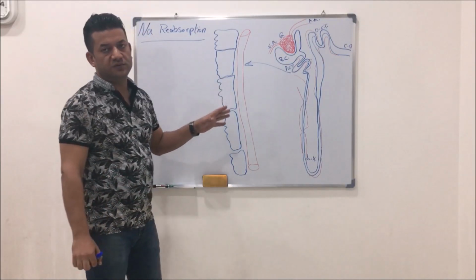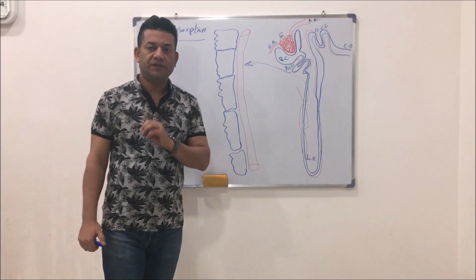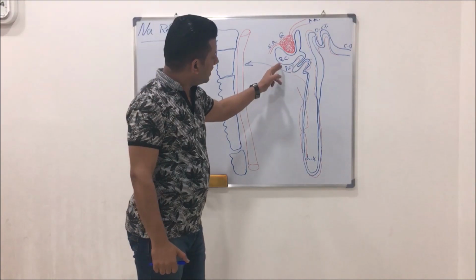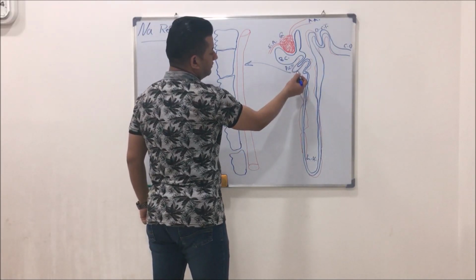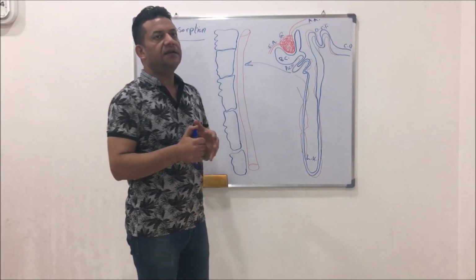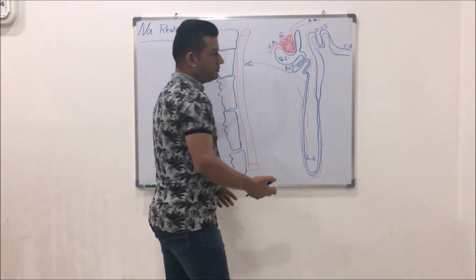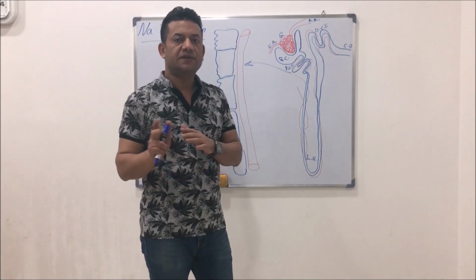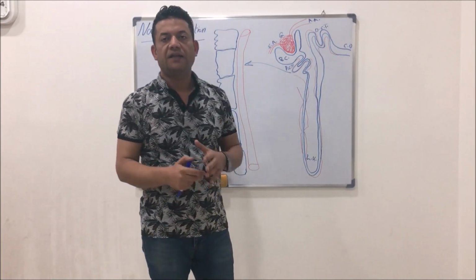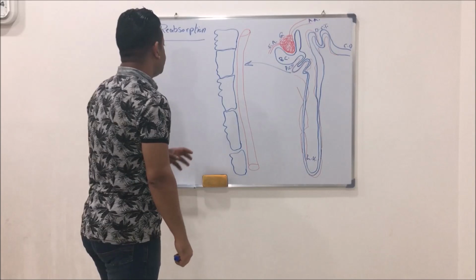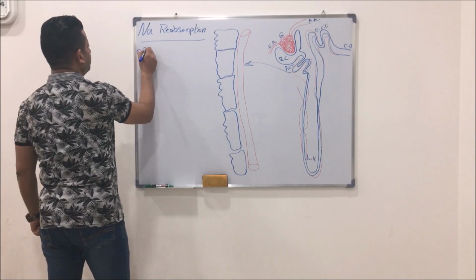In the renal tubules, sodium is reabsorbed by different mechanisms and in different parts of the renal tubules. For example, in the proximal convoluted tubules, sodium is reabsorbed by some mechanisms. In the loop of Henle, sodium is also reabsorbed by specific mechanisms. And the same is true for the distal convoluted tubules and the collecting duct. So the first mechanism of reabsorption of sodium is passive diffusion.